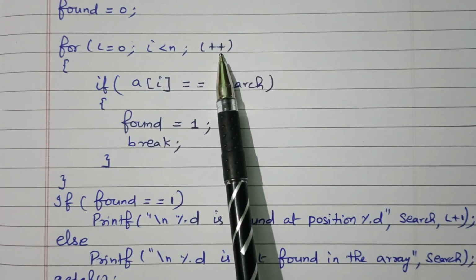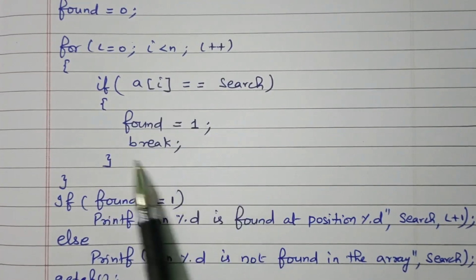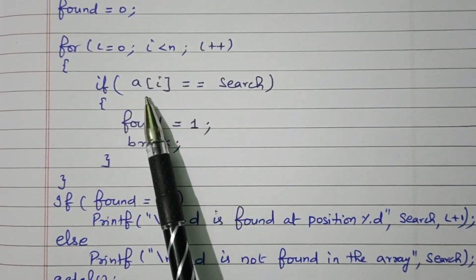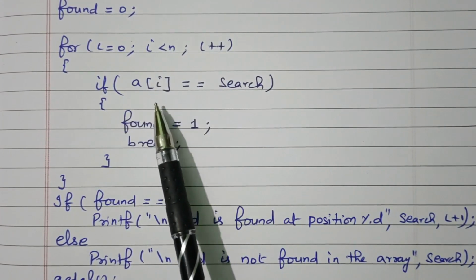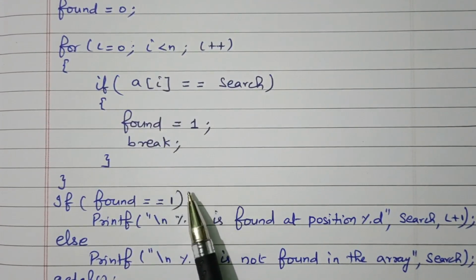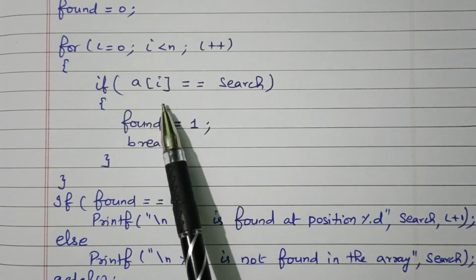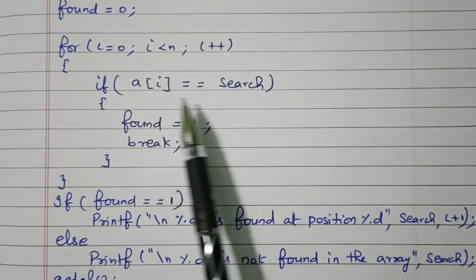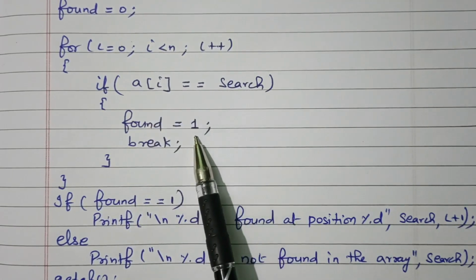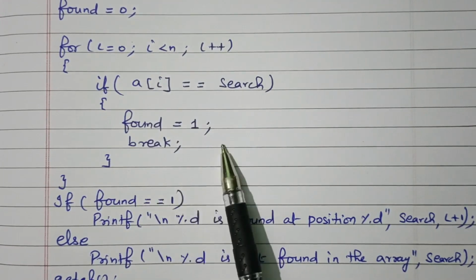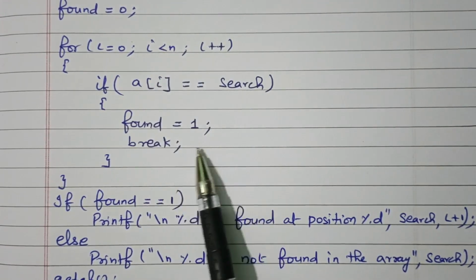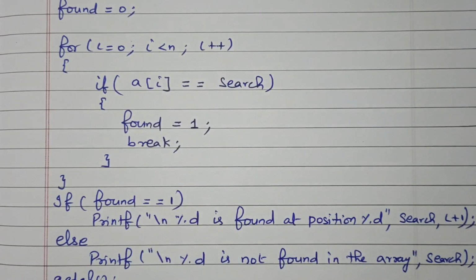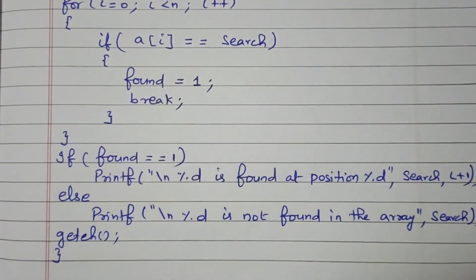2 plus 1 plus 1, 2, third element. So it will check the elements one by one. First it will check A of 0, A of 1, A of 2 up to A of 9. If both are equal, then we'll make found equal to 1 and break the process. Both the for loop and the if condition will be broken, right?